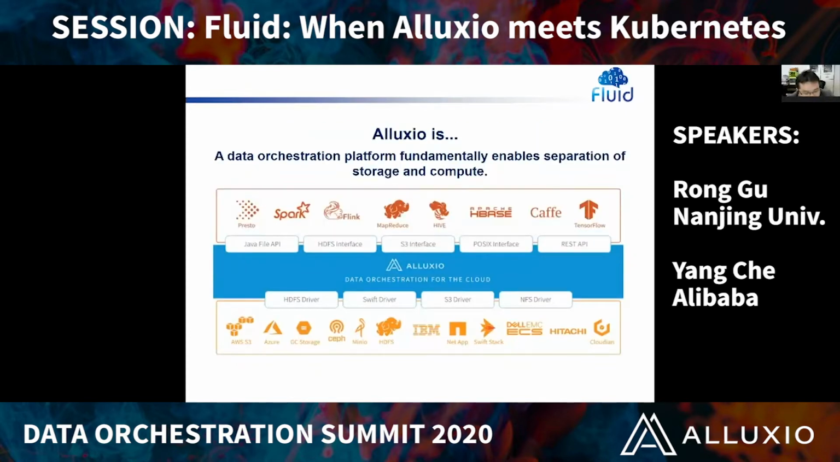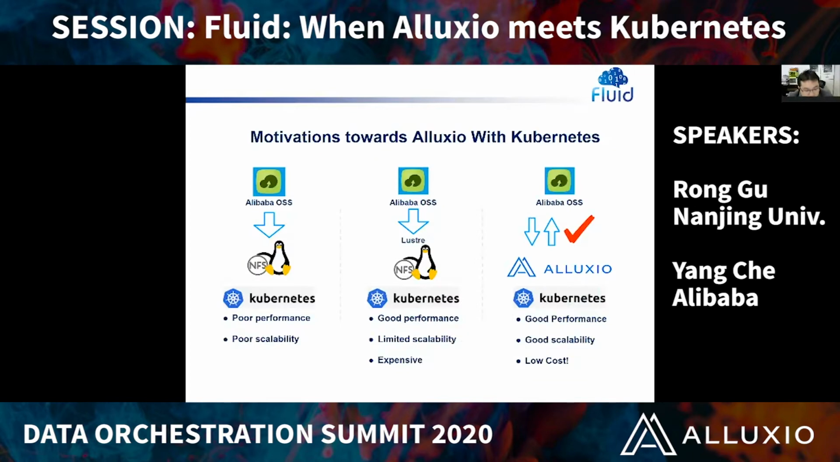So, this reminds us of Alluxio. Alluxio is an excellent distributed data orchestration layer used in environments that enable separation of storage and computation. It brings speed and agility to big data and AI workloads, and reduces the cost by eliminating data duplication. So, we think that if we can bring Alluxio into the Kubernetes environment in an appropriate way, we can bring good training performance, good scalability, and low cost for users.